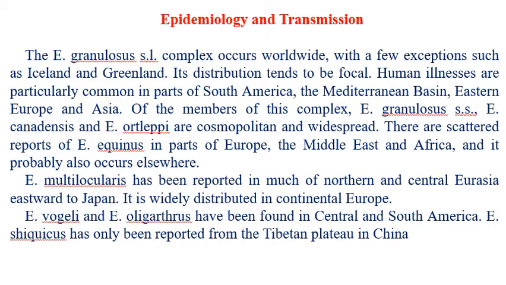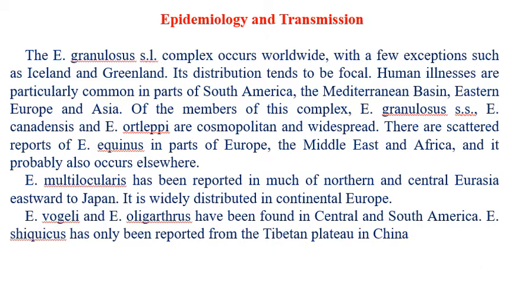Of the members of the complex, Echinococcus granulosus, Echinococcus canadensis, and Echinococcus ortleppi are cosmopolitan and widespread. There are scattered reports of Echinococcus equinus in parts of Europe, the Middle East and Africa, and it probably also occurs elsewhere. Echinococcus multilocularis has been reported in much of northern and central Eurasia, eastward to Japan. It's widely distributed in continental Europe. Echinococcus vogeli and Echinococcus oligarthrus have been found in Central and South America.